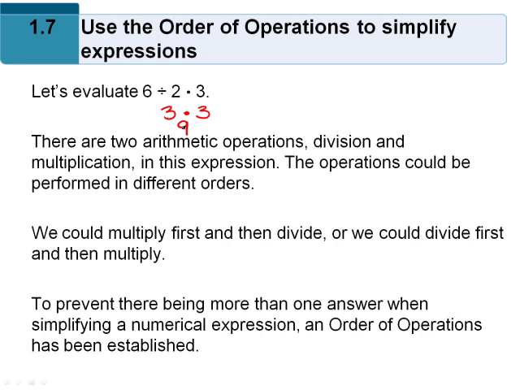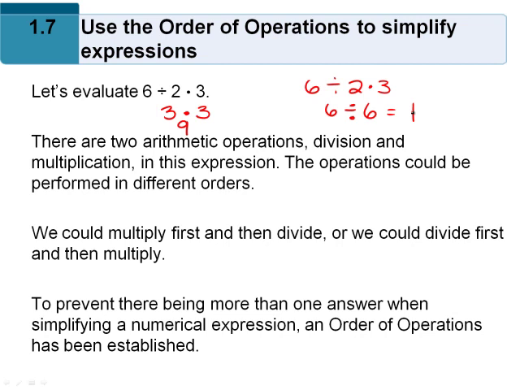But if we did the same problem and we decided to multiply first, and we did 2 times 3, that's 6, and 6 divided by 6 gives us 1. So you get two totally different answers. So the problem here was that they had to come up with one way of doing problems so that everybody would get the same answer. Makes it a lot easier to grade your test.